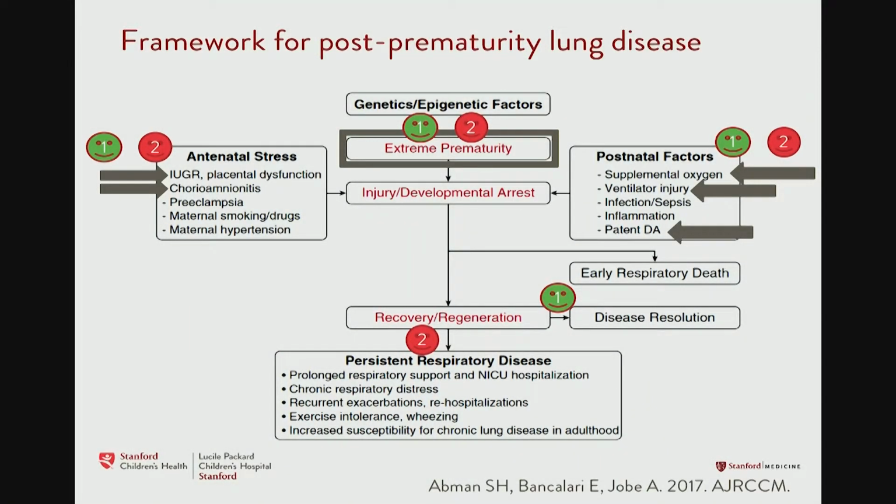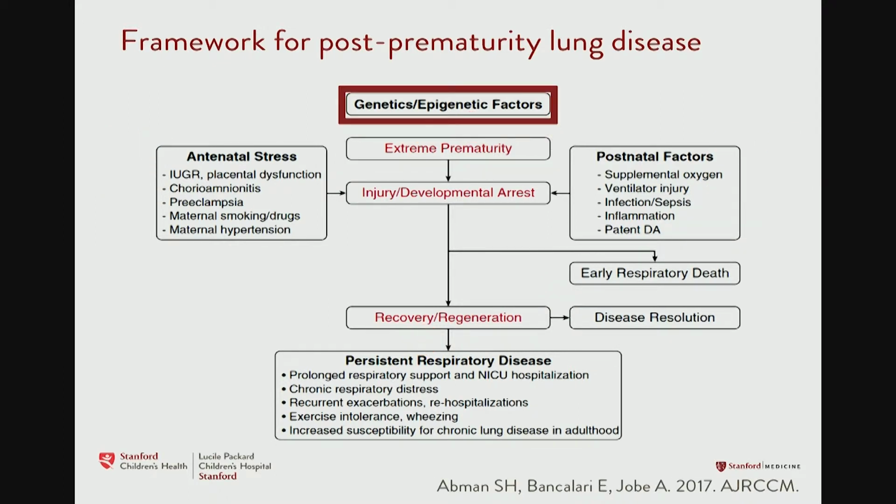And then, both of these infants had injury and developmental arrest, but had these markedly different outcomes. The first infant is heading towards disease resolution, hopefully, while the second infant has this persistent respiratory disease. So how can we separate this? How can we understand this?